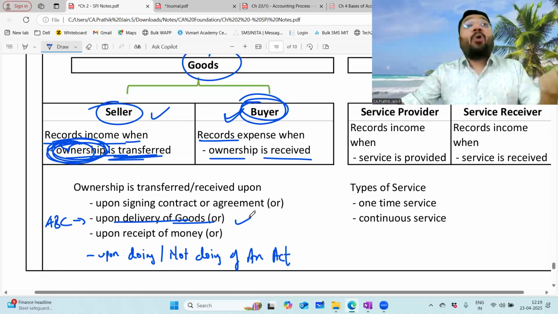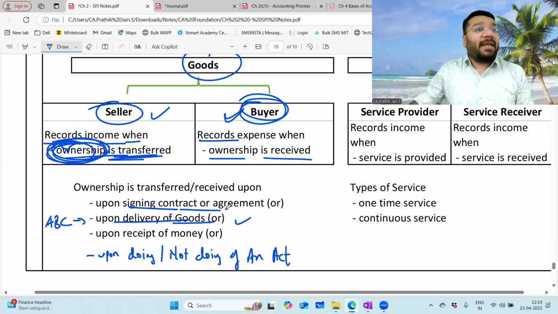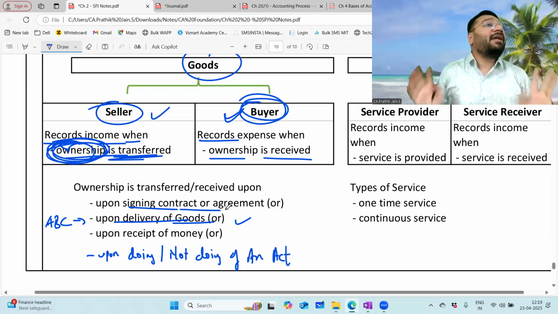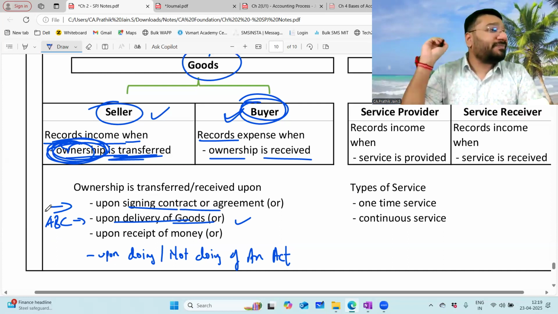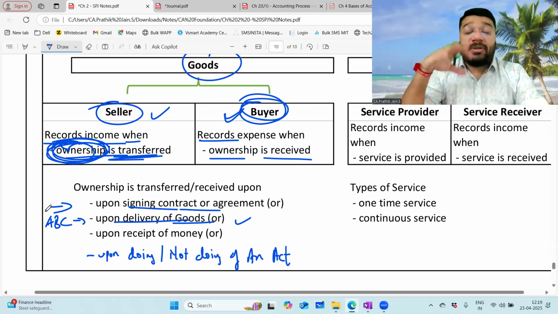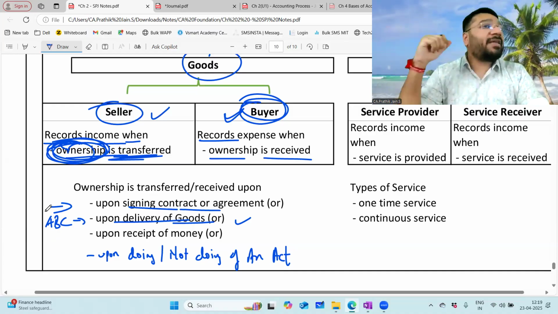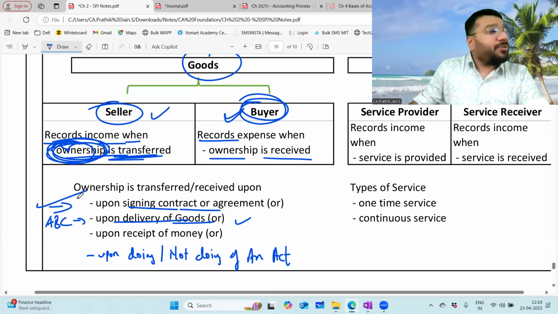In that case, how will I transfer the ownership? Upon signing of the contract. On the contract paper, we agree: today, when I'm signing this agreement, I'm declaring that I'm transferring the ownership to you. The moment you sign the contract, the ownership is transferred. Any problem? You'll study this in depth when you learn the Indian Contract Act, in your first chapter, which Preeti is going to take on Friday. So this is one option.